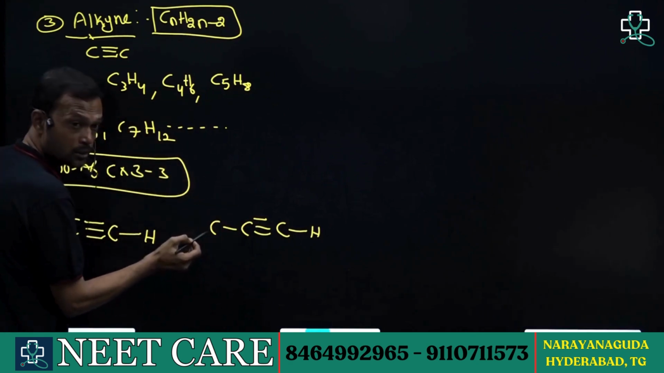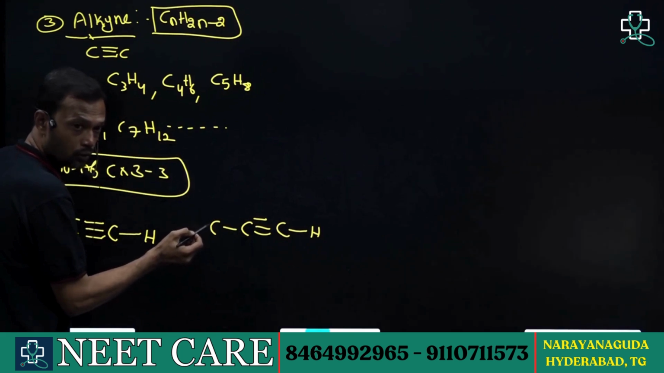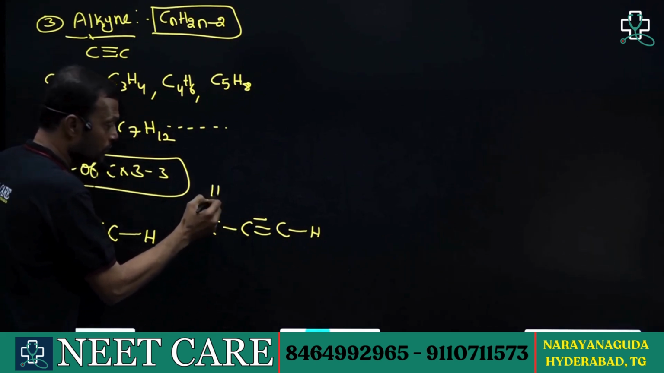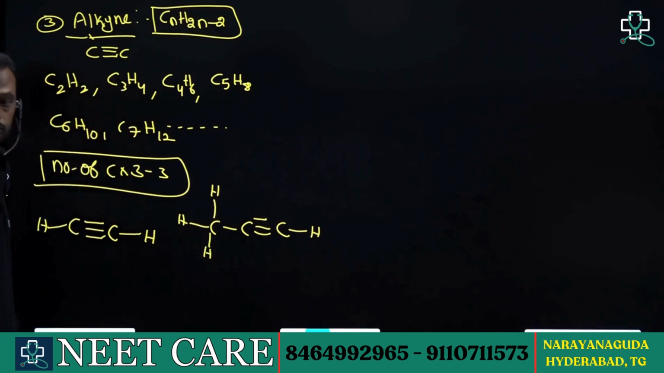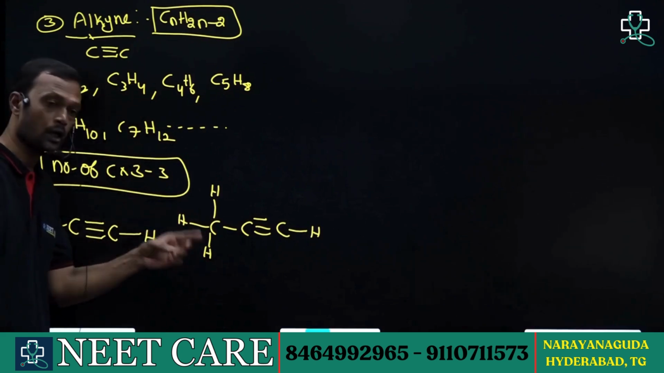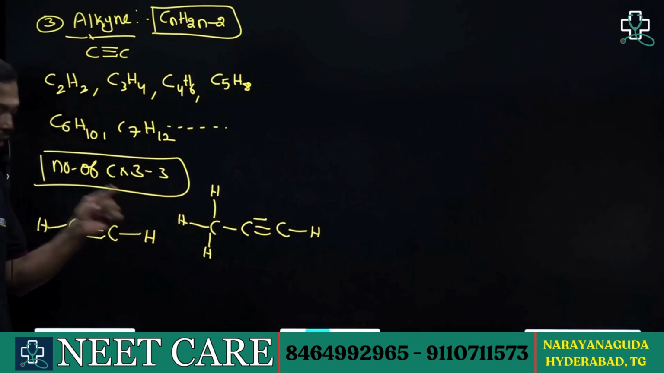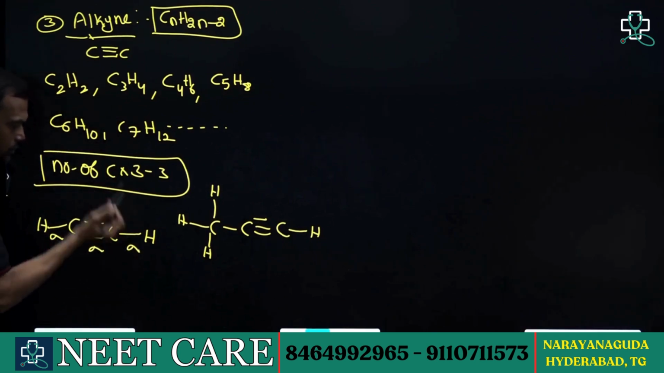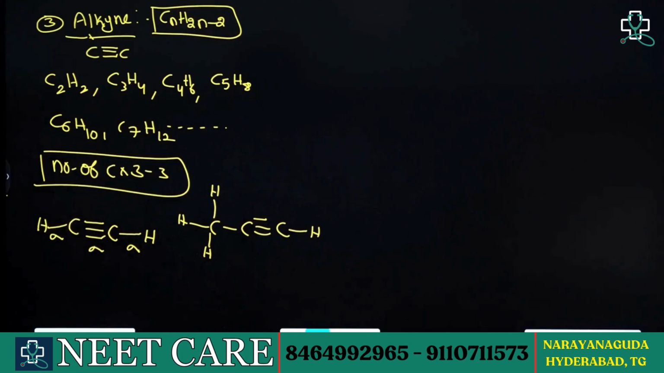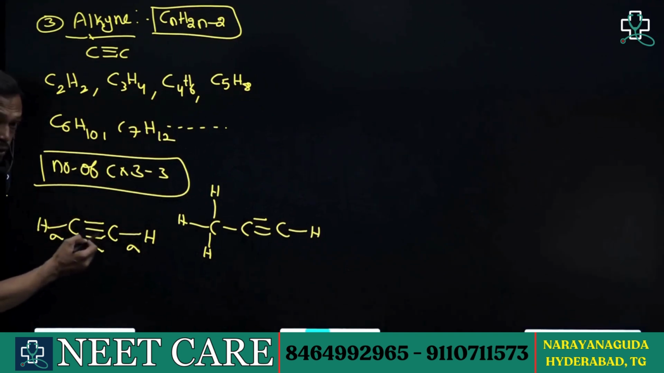Here how many bonds are present? Only 1 bond. Can I balance with 3 hydrogens? Why am I adding 3 hydrogens only? So that the carbon carries 4 bonds. Now calculate the number of sigmas. This is sigma, sigma, and this is sigma. Here how many pi bonds are present between the 2 carbons?